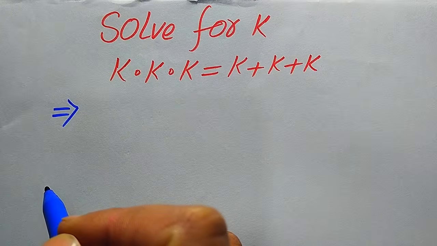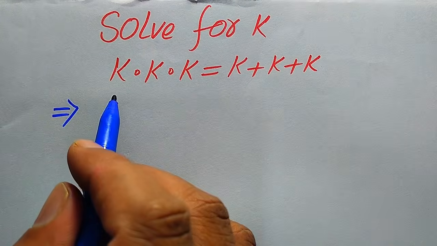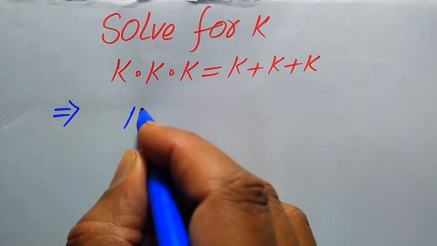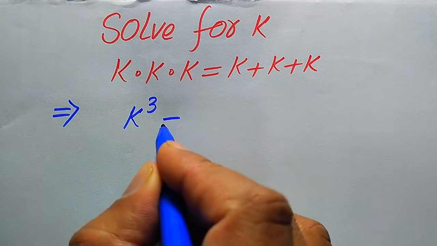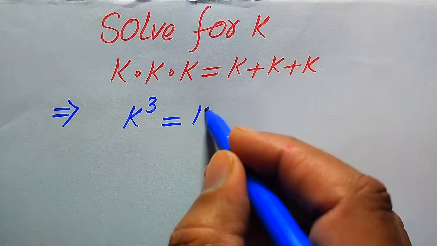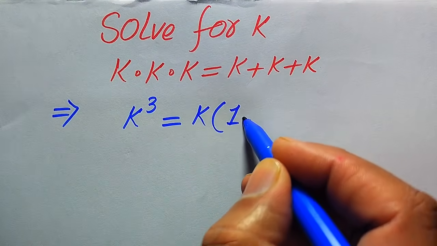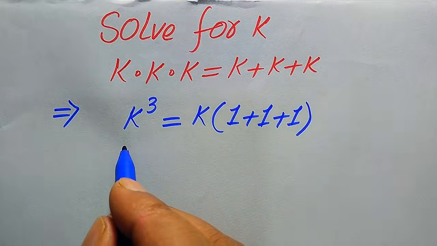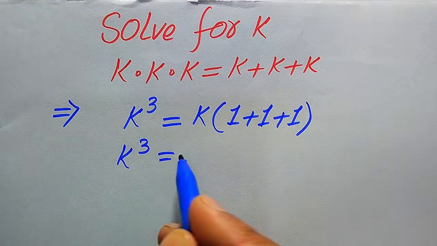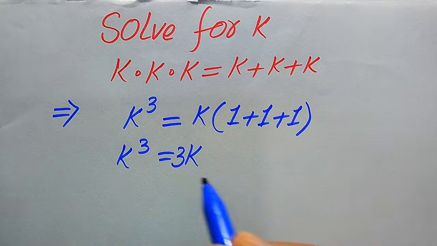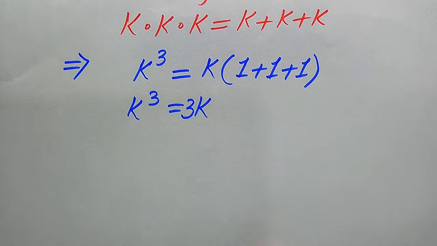And now we move toward the solution of this problem. Here you see that our k is multiplied by 3 times, so we write it as k cubed equals to, and here k is added by 3 times. So when you take common k from here, the remaining values are 1 plus 1 plus 1. So we obtain k cubed is equal to k times 1 plus 1 plus 1, which becomes 3, and we write it as 3 times k.